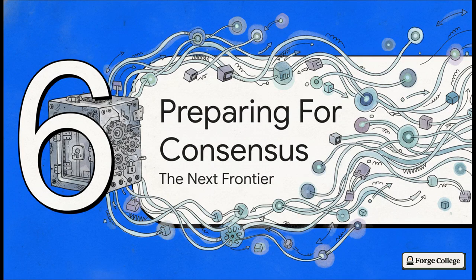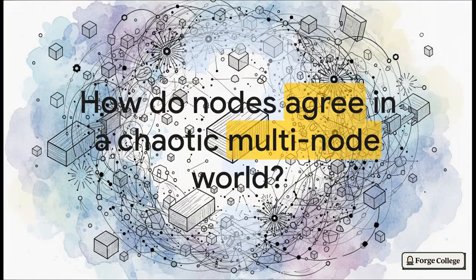And finally, Section 6, preparing for consensus, the next frontier. Let's move to our final thought and see how this all builds into the bigger picture. You've just built a secure, auditable, single-node ledger. It is completely deterministic and provable. But the blockchain ecosystem isn't just one node sitting all alone in a void, right? Which brings us to our final provocative question for this explainer. How does this single node survive and maintain agreement with thousands of other nodes in a highly chaotic, multi-node world? Well, that is the next frontier, and it's exactly what we'll tackle in our next module on consensus mechanisms.